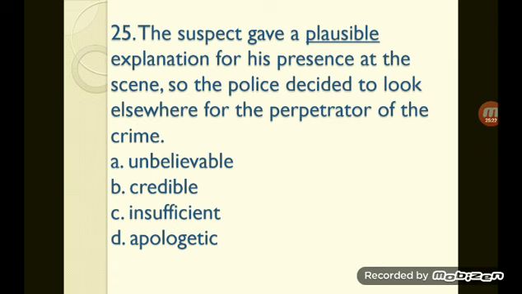That means the explanation is valid, makes sense. Something that makes sense is something that you believe. If it is plausible, it is credible, it is believable, and that is why the police believed the explanation. The suspicion has gone on someone else, like the person is not a suspect anymore, okay, because he has given a credible explanation for his presence at the scene. Okay, so this is the last sentence for today.